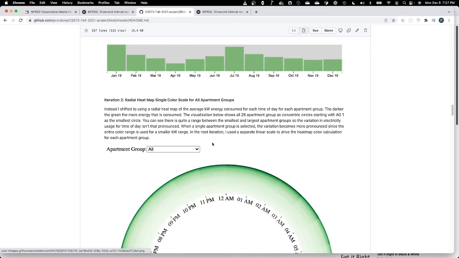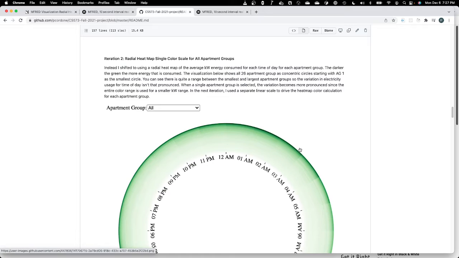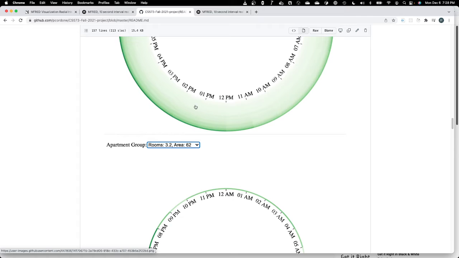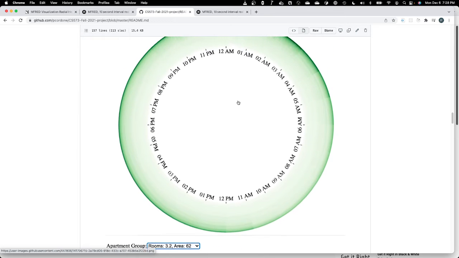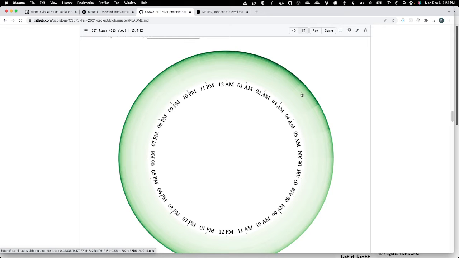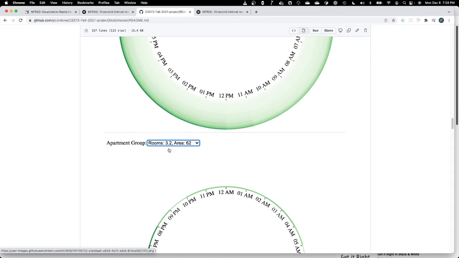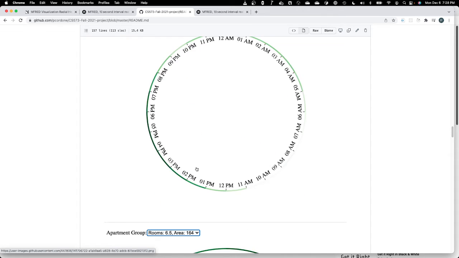So I changed this to do a radial chart for each apartment group, where there was a series of concentric circles. Again, you can see time of day. The challenge here was that using one scale, I did a heat map here so that darker green shows more electrical usage, lighter green is less. But with one common scale for all the apartment group types, because they vary in square footage size and electrical usage, the lower usage units got kind of drowned out. Here you can see you can pick an individual apartment group type.